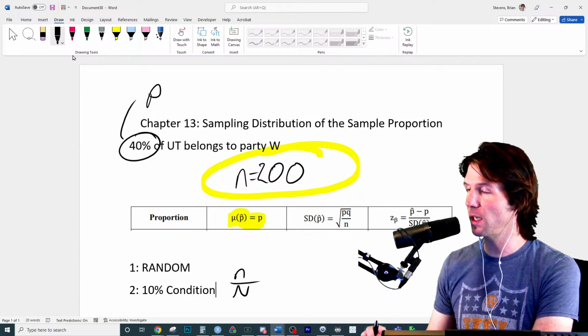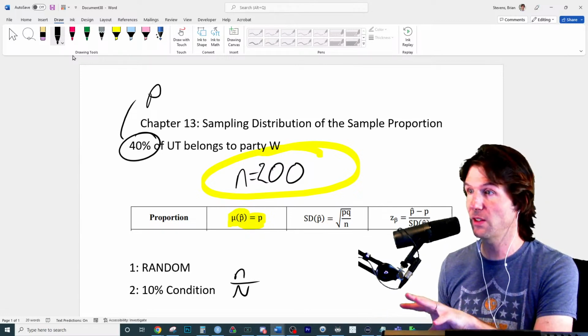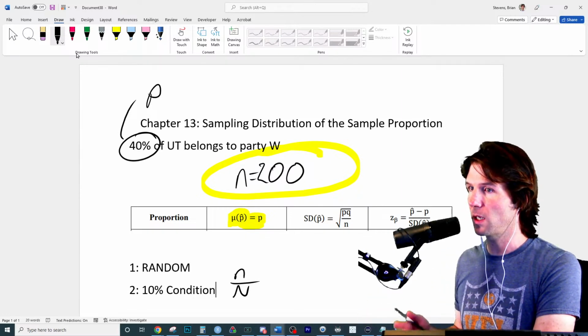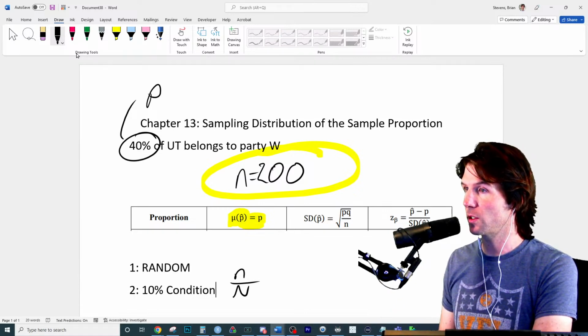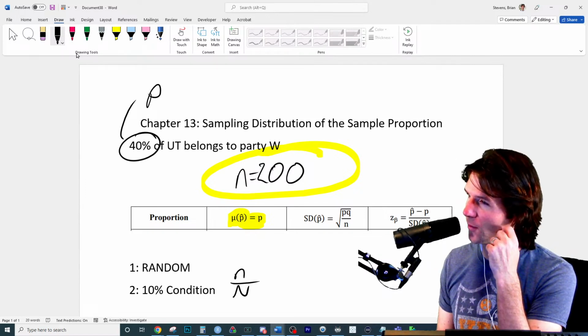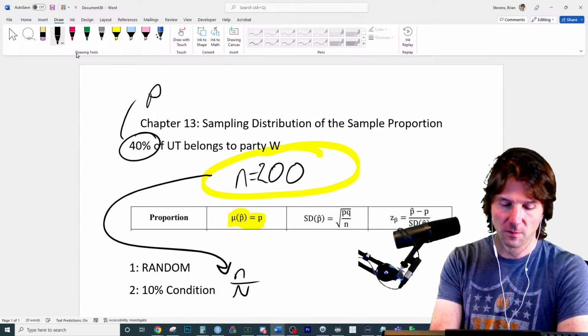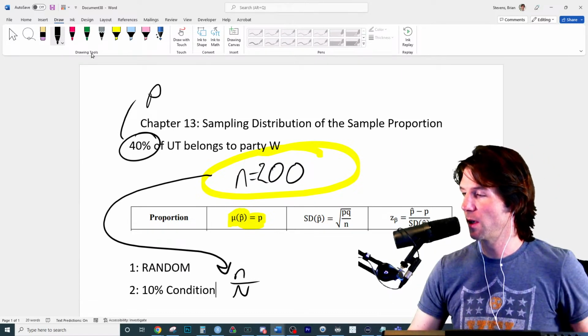The 10% condition states we need to sample less than 10% of the population. So no more than, less than. That's what we want. So talk to me about it right now: we went out and talked to 200 UT students. So what do you probably need to think about for a moment? So we know 200, right? What is something you should be thinking about? Yeah, Jackson, good work right there.